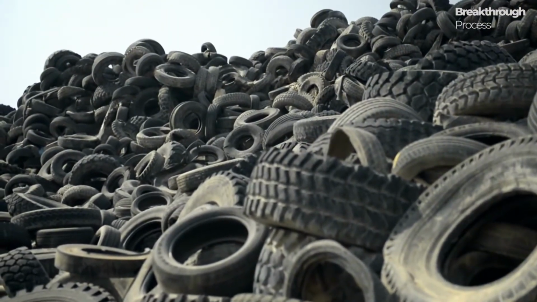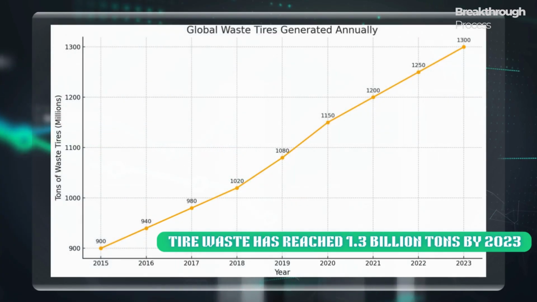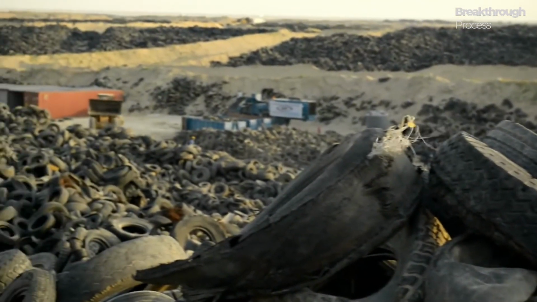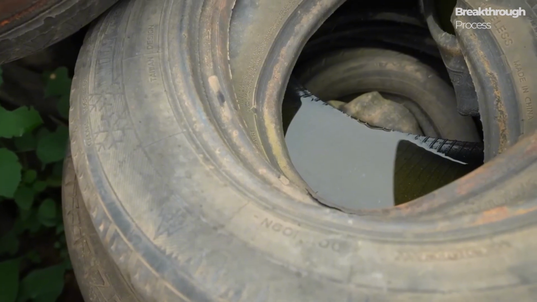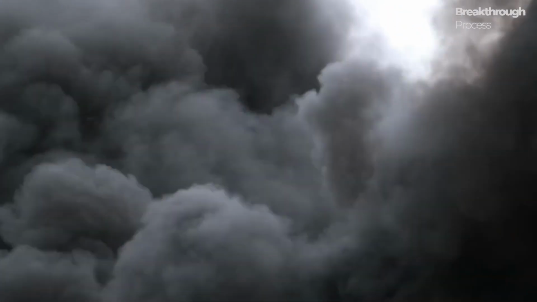Every year, millions of tons of tires are discarded, creating a large amount of non-biodegradable waste. Old tires not only take up a large storage area, but also cause serious environmental pollution, from toxic gas emissions when burned to soil and water pollution.